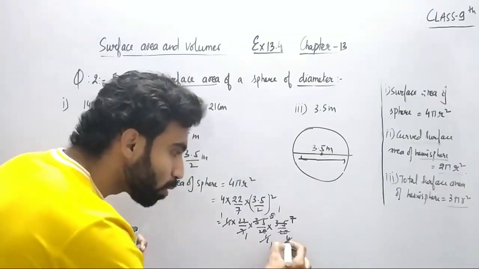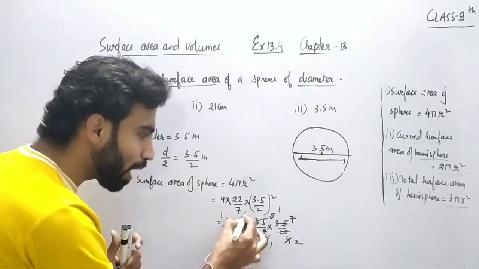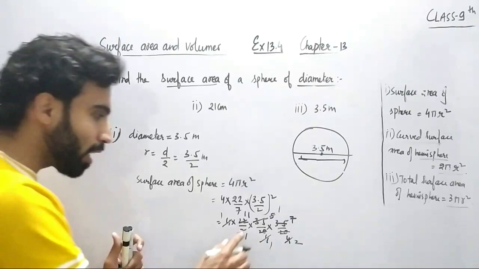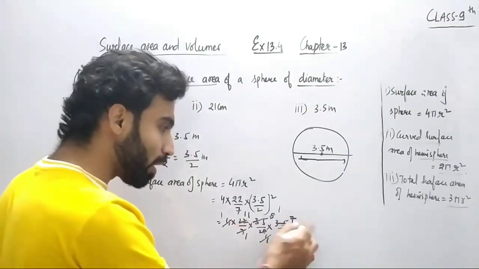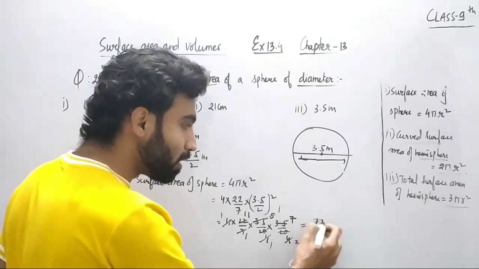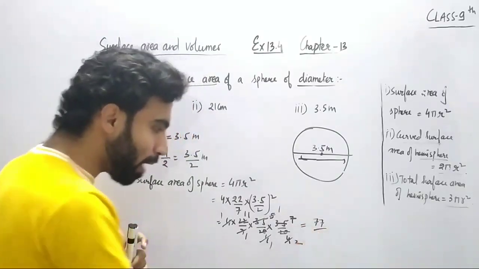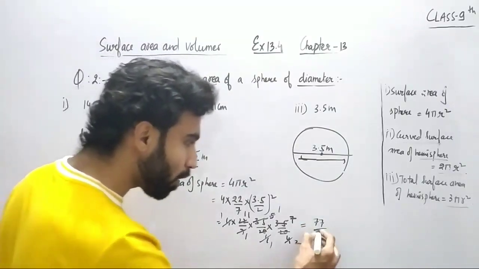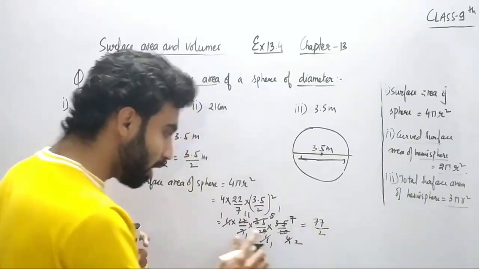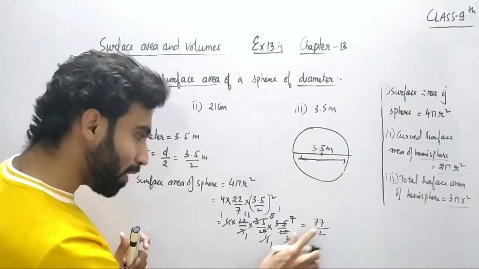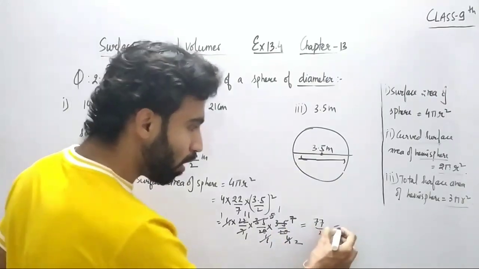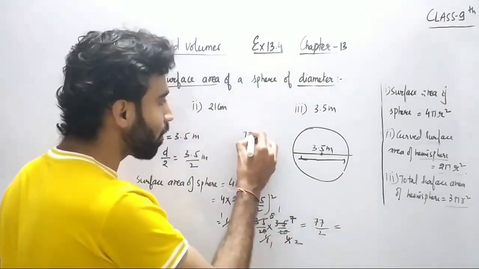Again you can see 2 2 is 4, then 2 11 is 22, right? So finally we have got 11 and 7 in the numerator. So 11 into 7, that will be 77. Divide by, you can see in the numerator we have only got 2. If I just cross check, 11 into 7 will be 77, and that will be divided by 2. So simply divide 77 by 2.